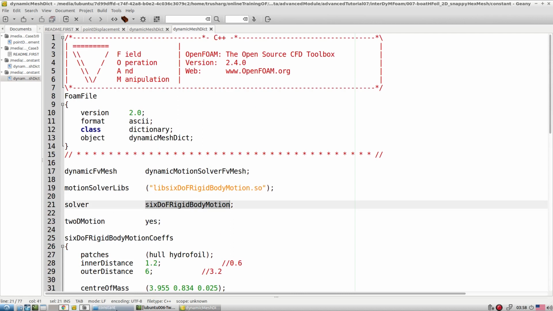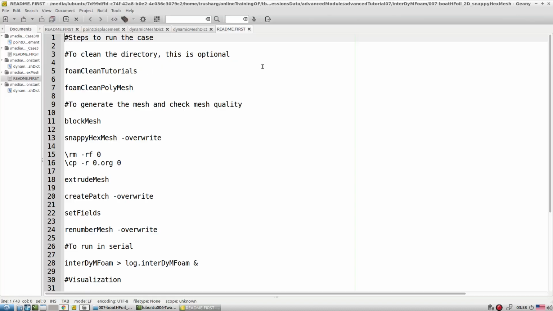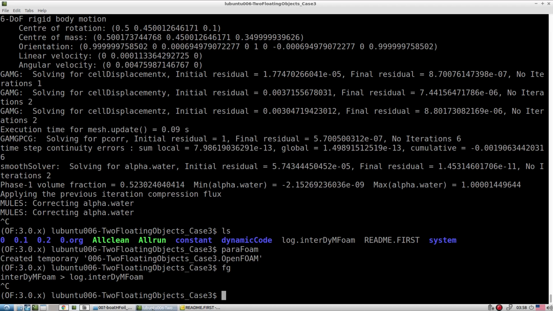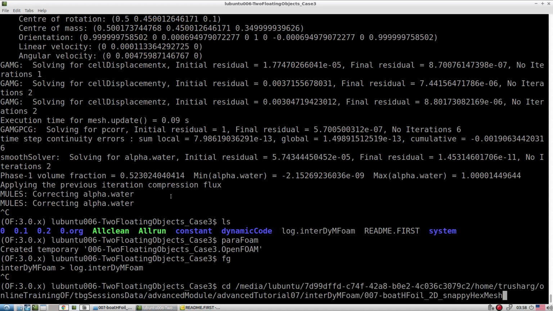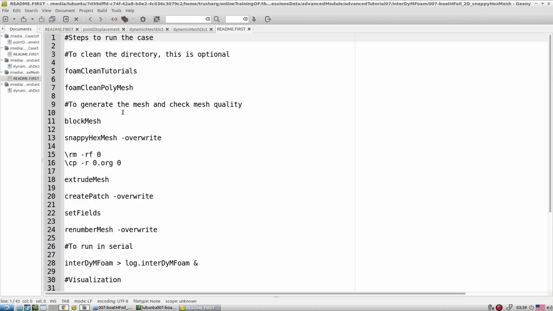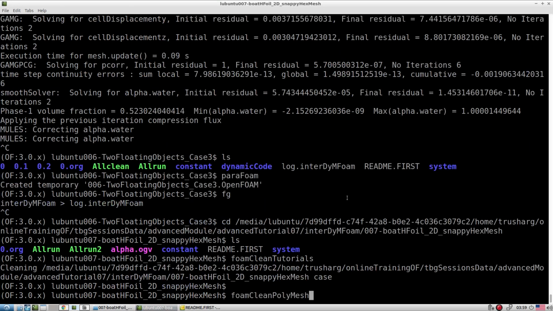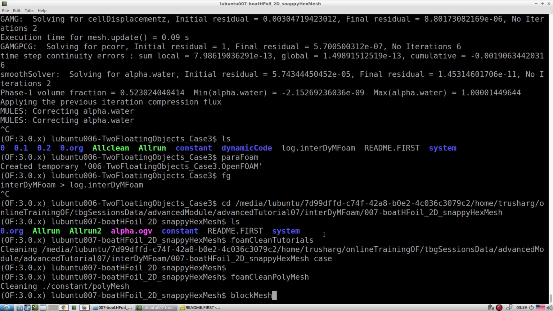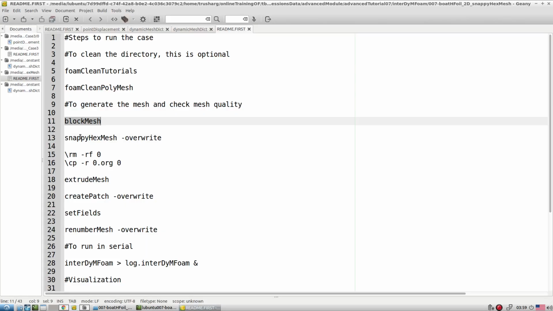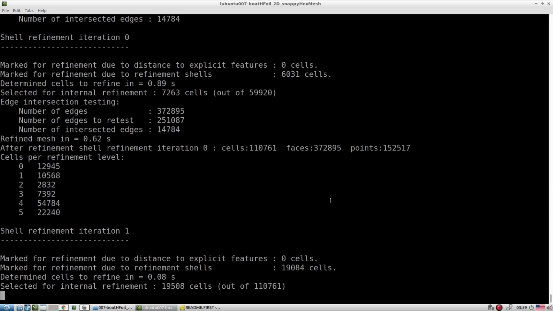Let's quickly try to set up that test case. Here we are working with snappyHexMesh, which is the mesh generator we are going to use. First let me clean the case. This particular test case is going to take a very long time, so we just set up the test case and then we stop there. Let's first generate the mesh with the help of snappyHexMesh.